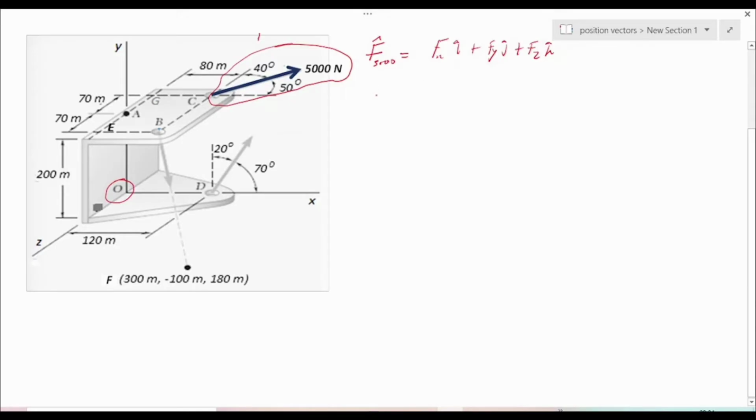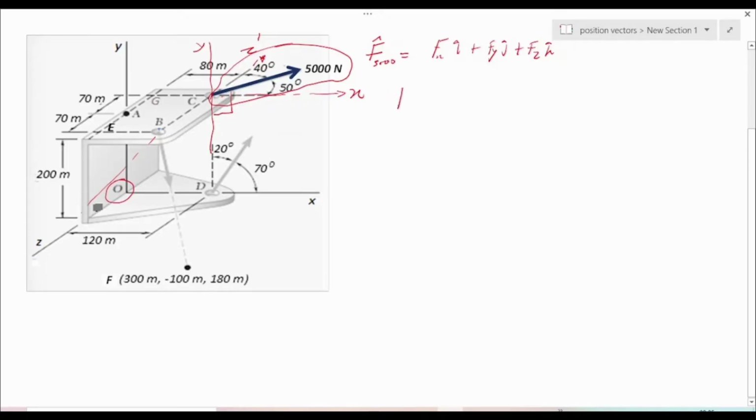To find Fx, Fy, and Fz, one needs to take into consideration what has been given in the question. For this case, the 5,000 Newton force is at an angle of 40 degrees to the z-axis, and is also at an angle of 50 degrees to the x-axis. Obviously, because this force is resting on the xz plane, one can say that the same force is at an angle of 90 degrees to the y-axis.